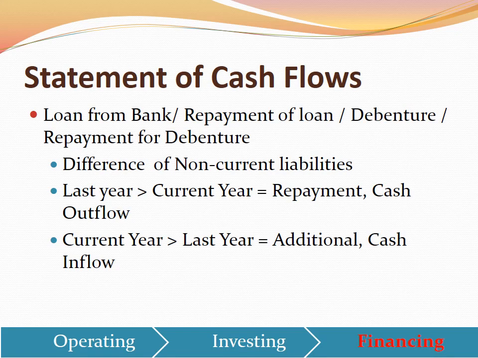The final section of this statement is called the financing activities. So what is included here would be things like loan from bank, repayment of loan, debenture, or repayment of a debenture. You do not need to open any accounts here. You just need to do a simple mathematical calculation to find out how much you have borrowed and how much you have repaid. Or if there are no changes, you don't have to put anything in.